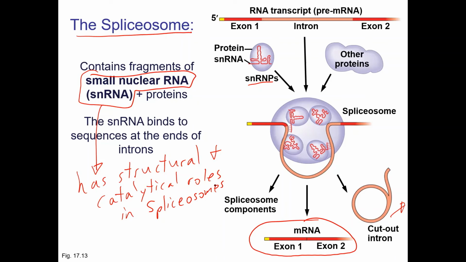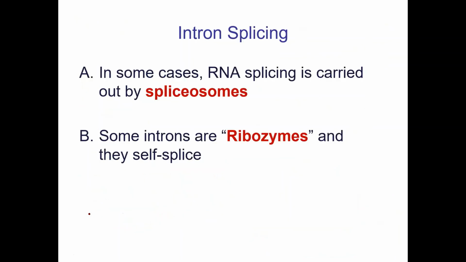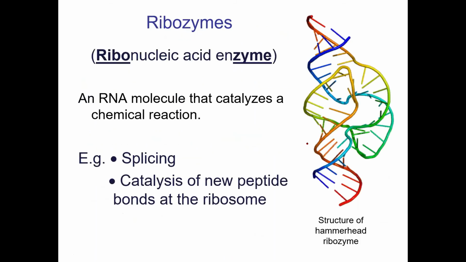I wanted to point out one other thing here. Notice I said it has structural and catalytic roles, okay? I want to just talk about that word catalytic for a minute. What does catalytic mean? Catalytic means something to do with an enzyme, right? I had mentioned before that enzymes are usually made out of proteins, and here is one of those exceptions. Sometimes enzymes are made out of RNA. The term for this is ribozyme. So one more definition for you. What's a ribozyme? A ribozyme is an RNA enzyme. So ribonucleic acid, which is RNA, and then enzyme.